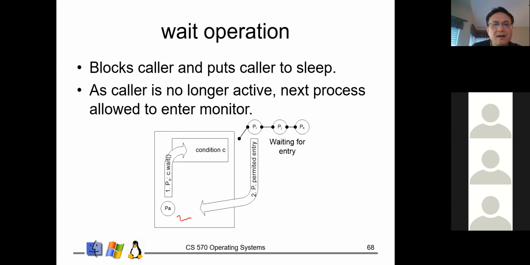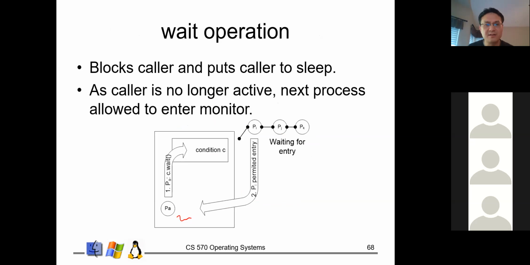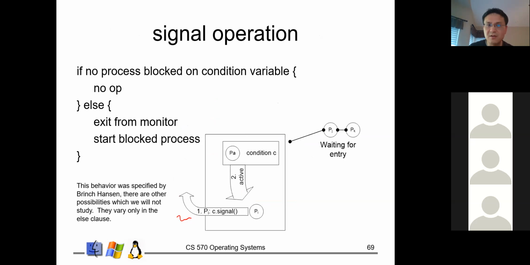All right. Again, this is how the wait operation works, and this is how the signal operation works. Now, the wait operation is kind of a simple operation. Again, it blocks the caller and puts the caller to sleep, so that another process or thread can enter the monitor. But the signal operation has some tricky aspects.